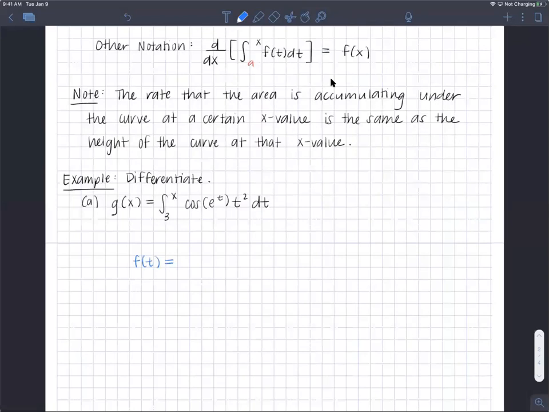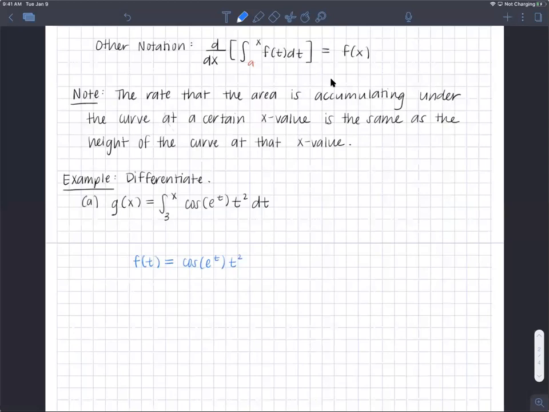It would be cosine of e to the t times t squared. So it's going to be all of this, so don't forget that piece. And here, cosine, not co, cosine of e to the t times t squared.